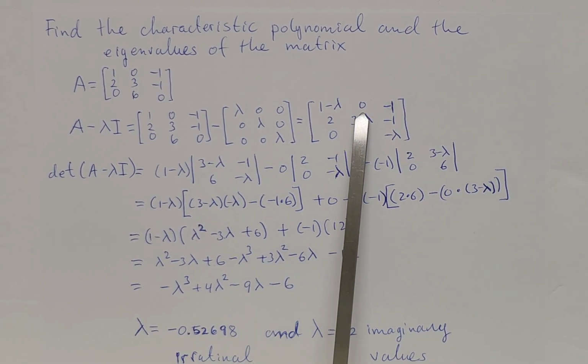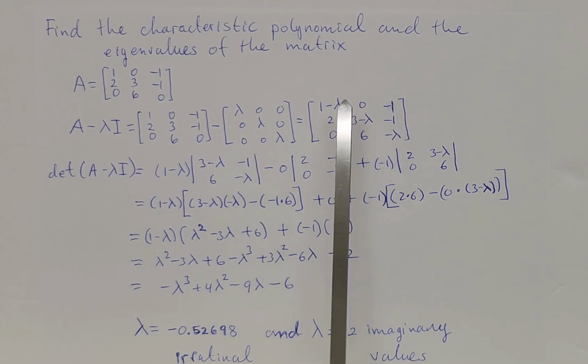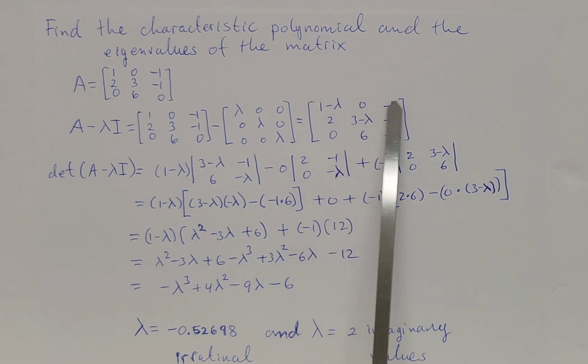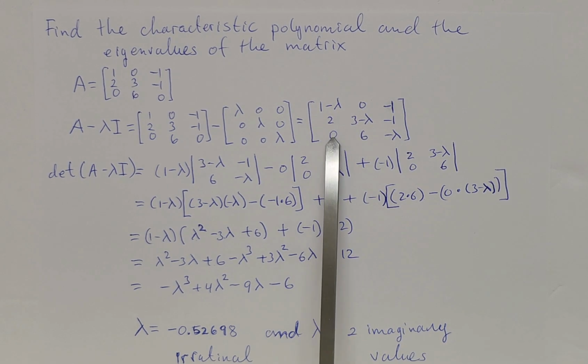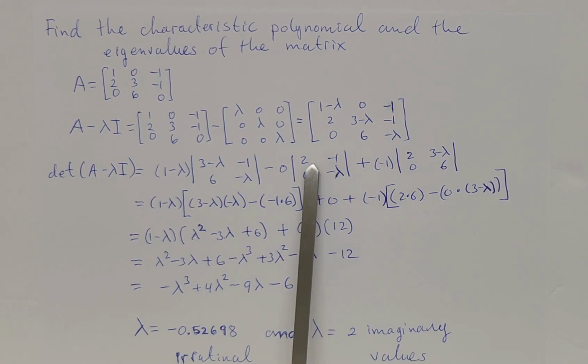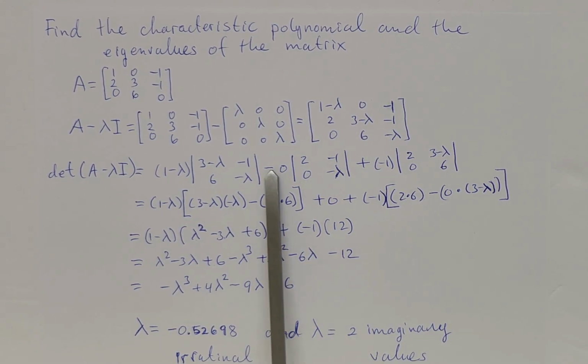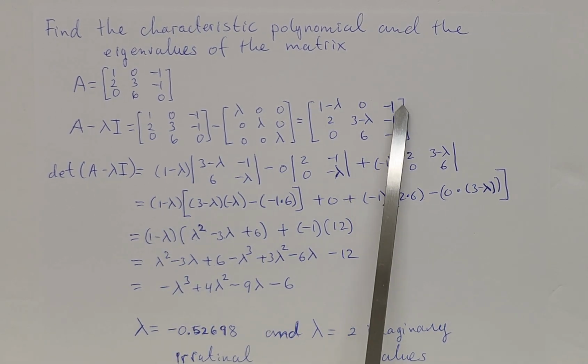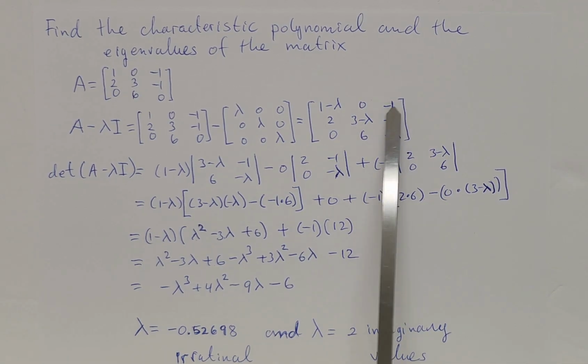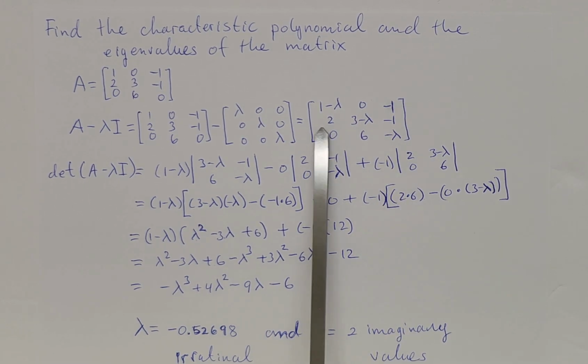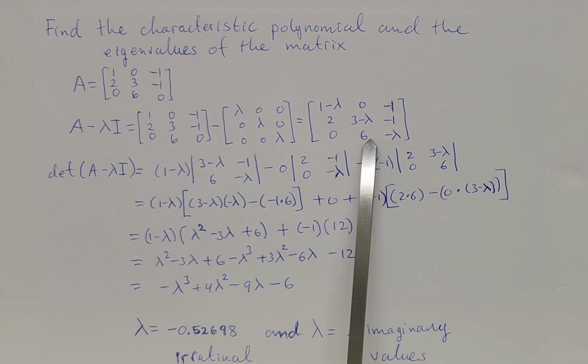Next is this term. Since this is a plus, next will be minus. So minus 0. This row and this column is blocked. So I just have 2 0, and then negative 1 negative lambda is this. So now it's minus, so next will be plus. So plus minus plus. The next one will be negative 1, which is here. This row and this column is blocked. So I just have 2 0, 3 minus lambda, and 6.